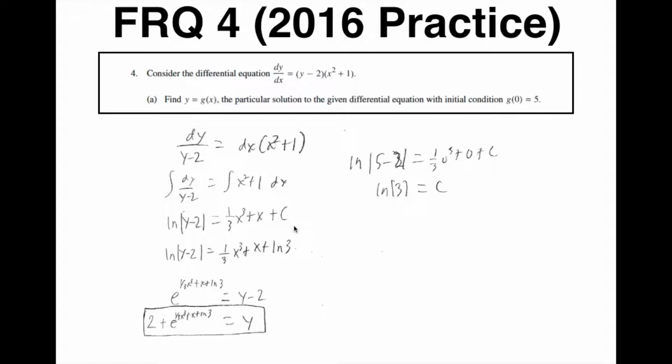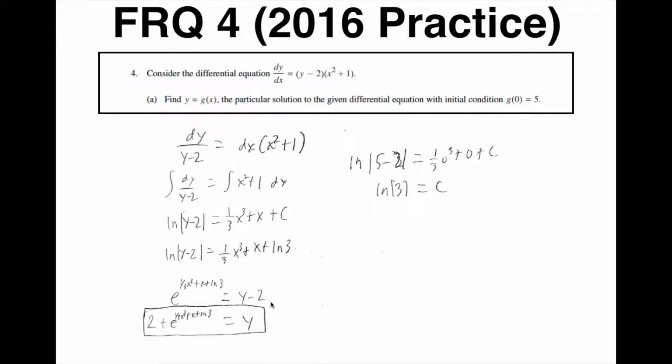From here, the student proceeded with trying to find the value of c. To do that, we have the initial condition x equals 0, y equals 5. So you plug in y equals 5, x equals 0, and you end up with ln of the absolute value of 5 minus 2 equals 0 plus c. Therefore, c equals ln of the absolute value of 3, but that means ln of 3 because it's a positive number. So back here, the student plugged in c equals ln of 3 and continued to solve.